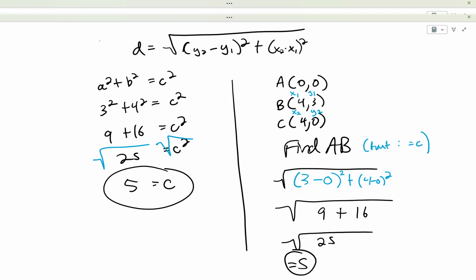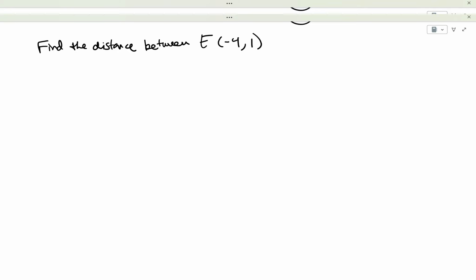I've got a few more examples for you. One more for distance, okay? And then we're going to do some stuff with midpoint. All right, so our next thing, we're going to find the distance between E, which is negative 4 comma 1, and F, which is 3 comma negative 1.